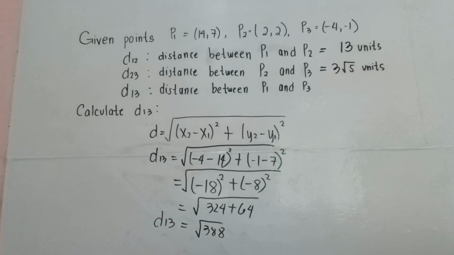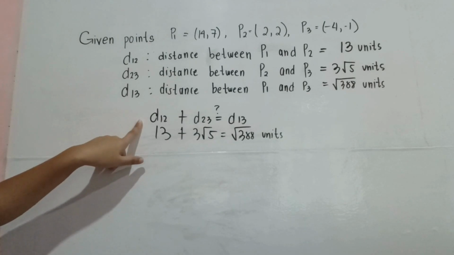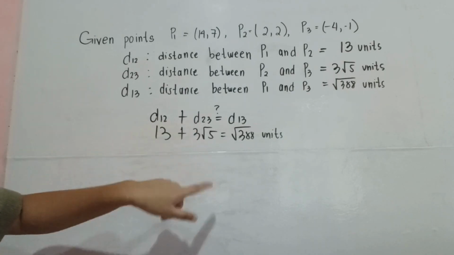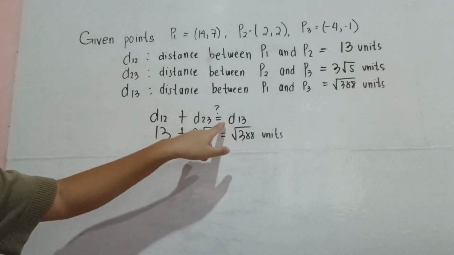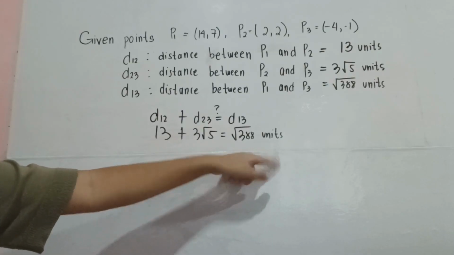Keep in mind that the largest distance is always the one between the points farthest apart. To determine if the points lie on a line, we check whether the sum of the two smaller distances equals the largest distance. That is, we check if the distance between point 1 and point 2, which is 13 units, plus the distance between point 2 and point 3, which is 3 square root of 5 units, is equal to the distance between P1 and P3, or point 1 and point 3, which is the square root of 388 units.